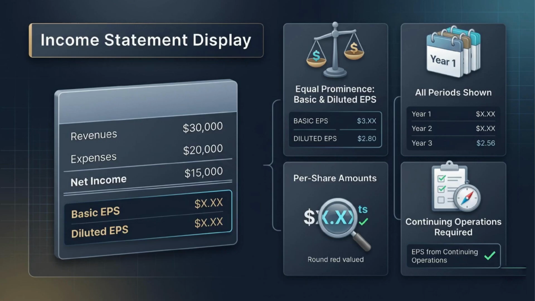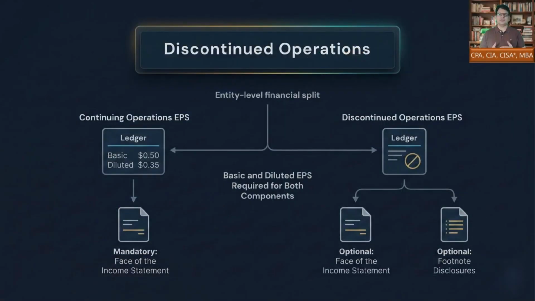This matters because users do not want a hidden calculation. They want a clear per share result that can be compared across periods. When discontinued operations are reported, EPS presentation needs extra care.